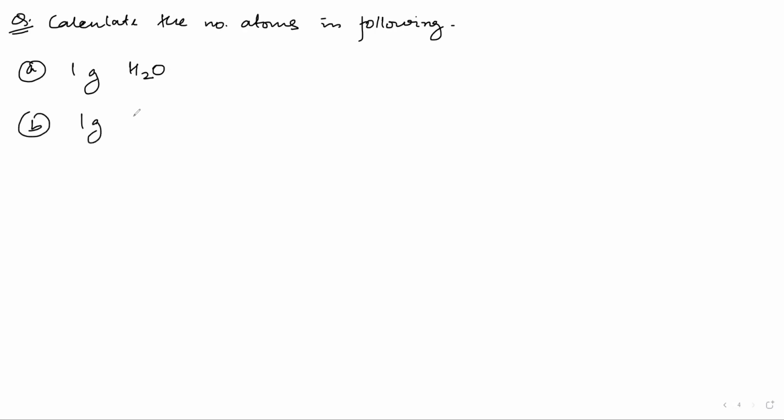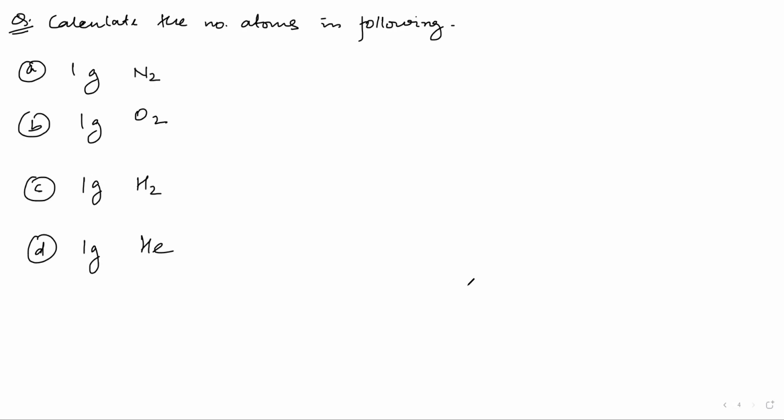Calculate the number of atoms in the following. A, 1 gram of H2O. B, 1 gram of O2. C, 1 gram of H2. D, 1 gram of N2.